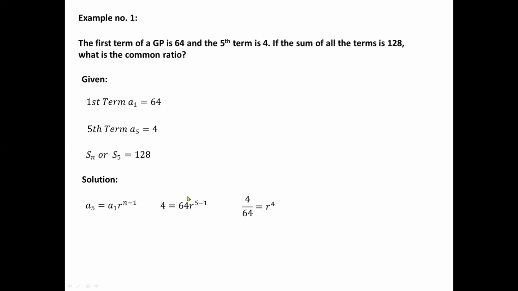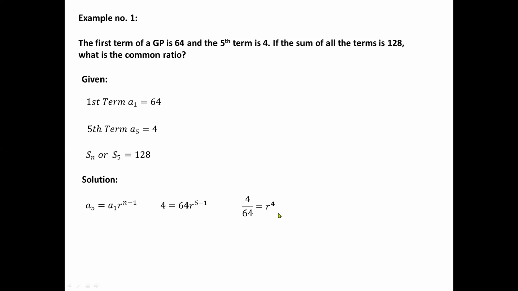So we divide the entire equation by 64. Ang buong equation na yan, dahil inaanap ang R, kailangan ng 64 eh i-divide sa buong equation para R raised to 5 minus 1 na lang matitira sa right-hand side. At ang coefficient ng R is magiging 1 na lamang. That is why 4 over 64 is equal to R to the 4th.